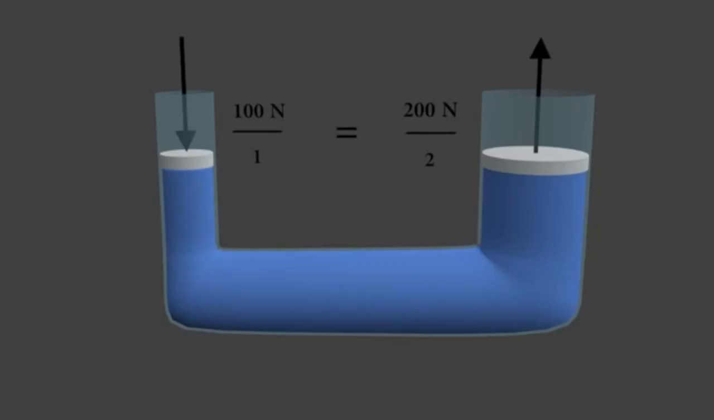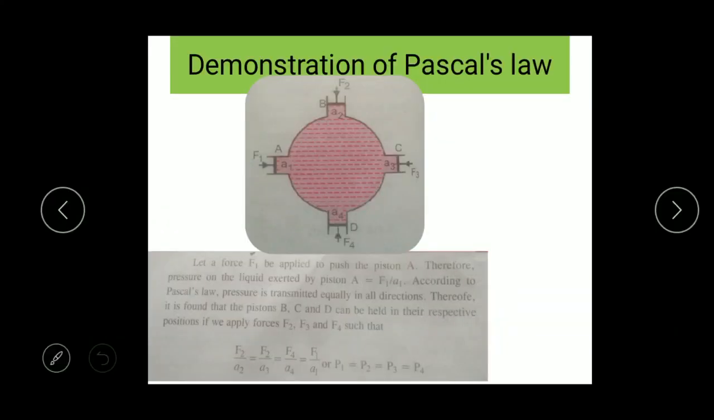Demonstration of Pascal's law. Consider a vessel containing water and fitted with four frictionless pistons A, B, C and D. The vessel contains water, and the cross-sectional areas of the four pistons are A1, A2, A3 and A4 respectively.